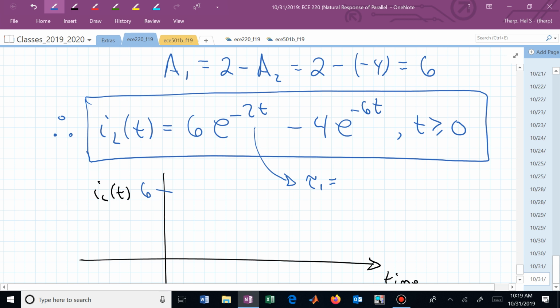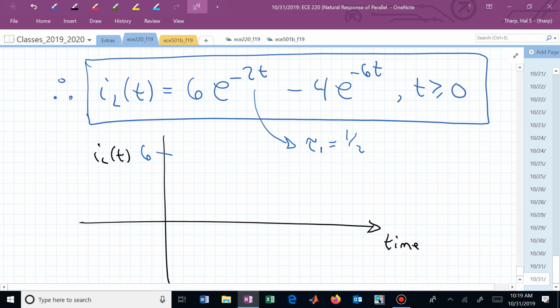It's the value of time, t, that causes that exponent to be 1. So if you said 2t equals 1, what's t? That's tau 1. That's 1/2. This now has a time constant of 1/2. So in 5 over 2, or in 2.5 units of time, this term is basically gone. Tau 1 is 1/2.